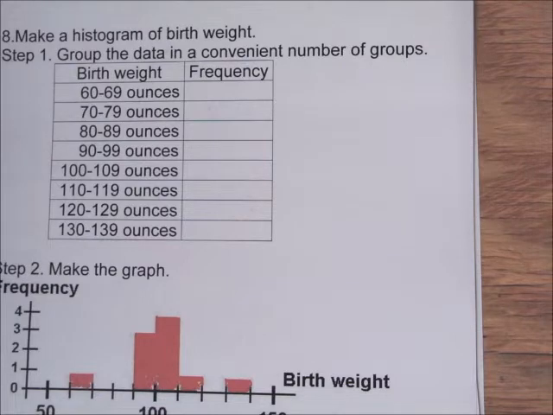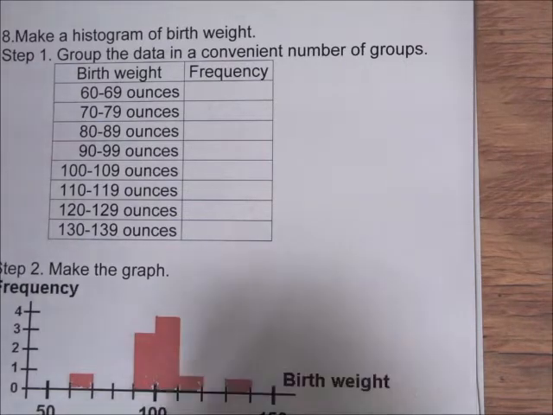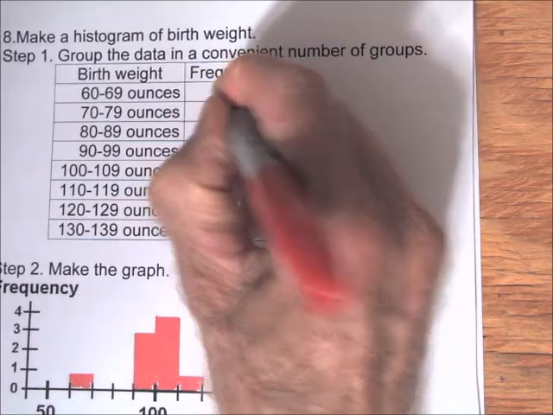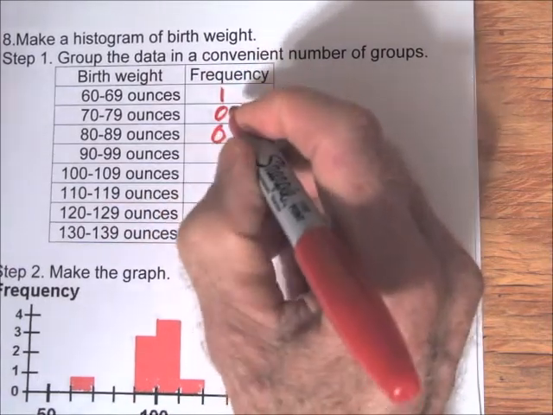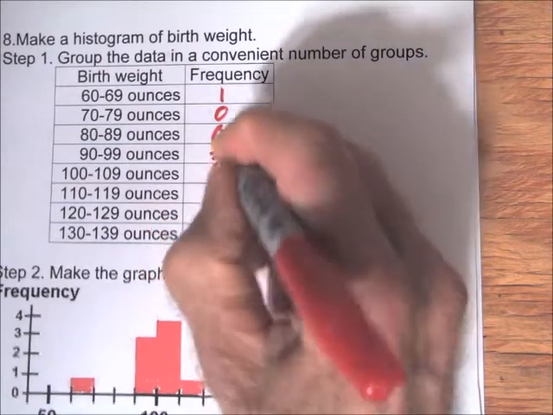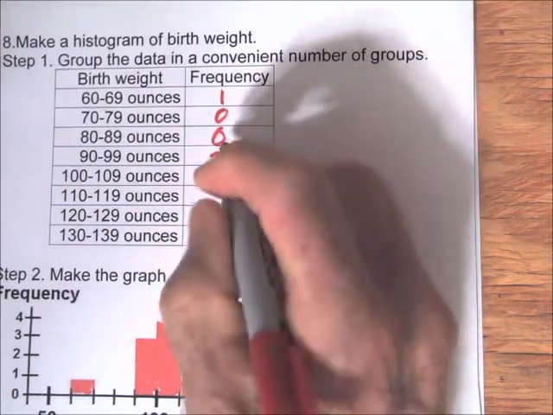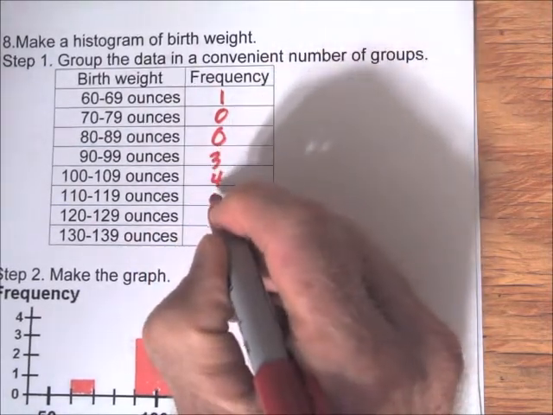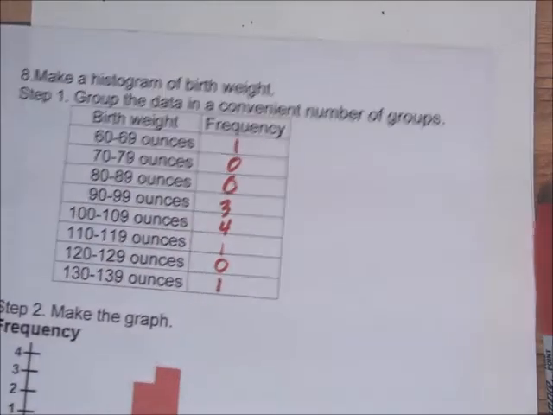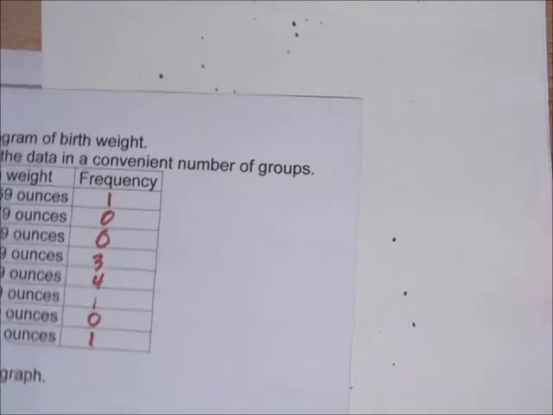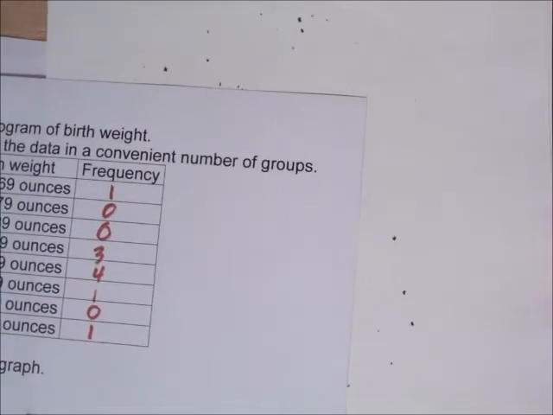We had one baby in the 60s, and nobody in the 70s, nobody in the 80s. We had three babies in the 90s, four in 100 to 109, one baby 110 to 119. Nobody. Okay, so I ran out of time, so I have to restart this lesson here.